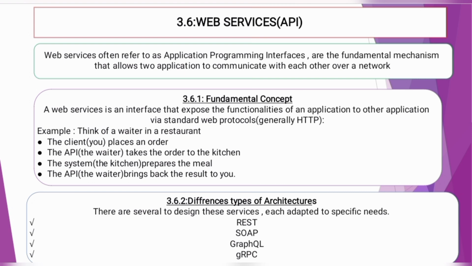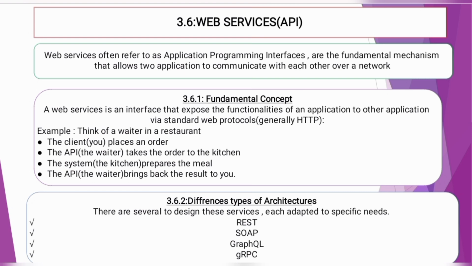For the example, think of a waiter in a restaurant. The client, that is you, places an order. The API, that is the waiter, takes the order to the kitchen. The system, that is the kitchen, prepares the meal. Then the waiter brings back the result to you, that is the client.